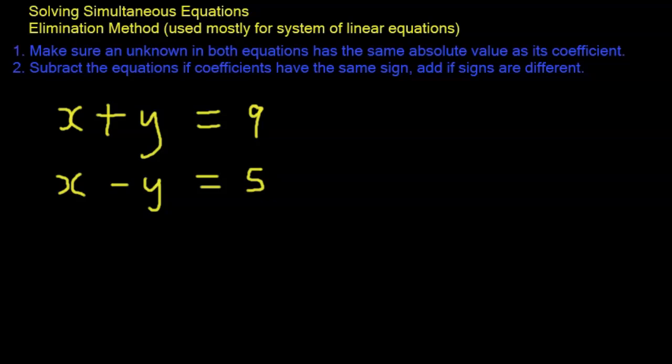Okay, so today we want to talk about solving simultaneous equations using what we call the elimination method. This method we use mostly when we have a system of linear equations. I have a couple of steps we want to look at, but here I have an example. x plus y is equal to 9, x minus y is equal to 5. What are the respective values of x and y?